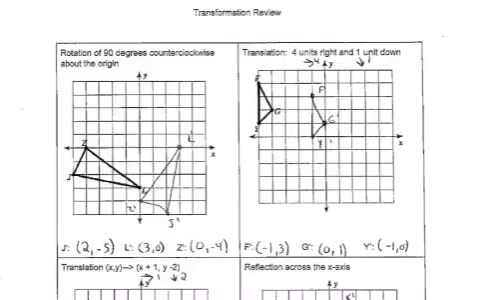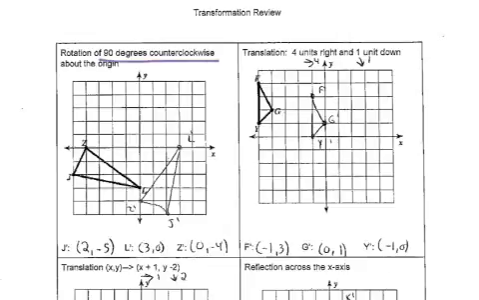Okay folks, instead of doing this step by step because it's hard to do it on the grid, I actually scanned in my answer key so I can show you how I got the answers, and that might help you a little bit. So for the first one, we have to rotate 90 degrees counterclockwise.